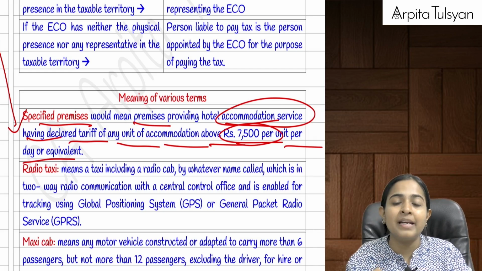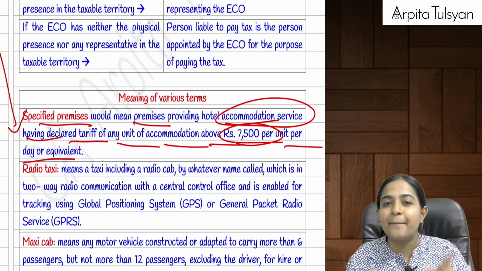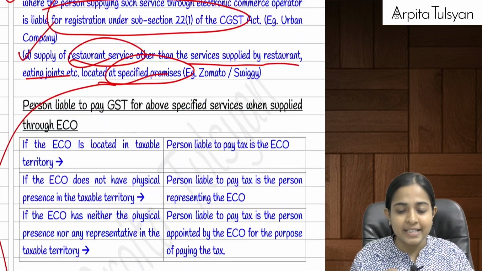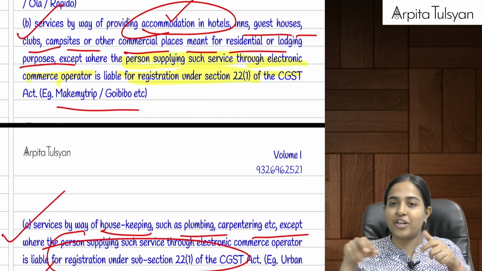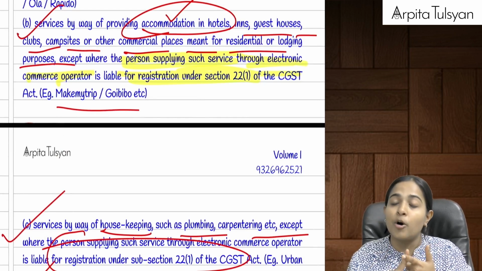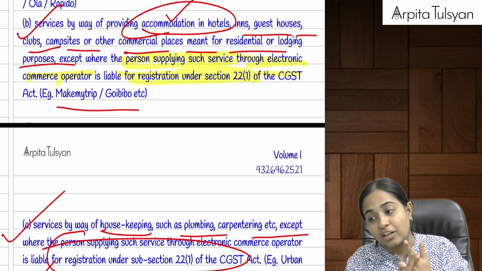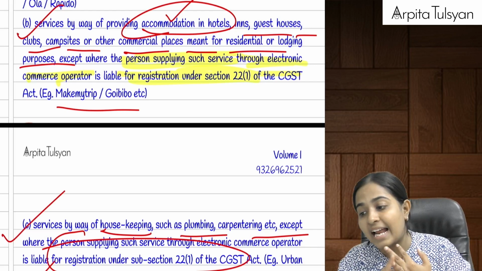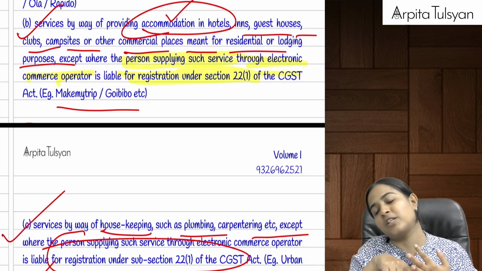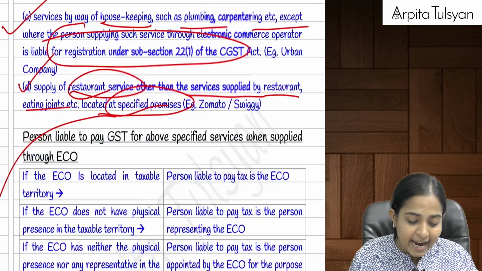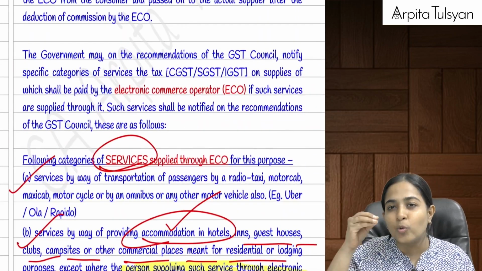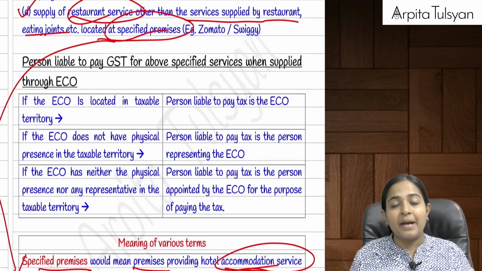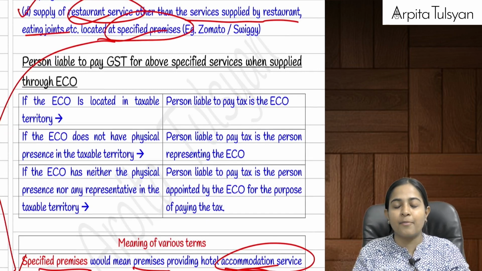In that case, what will happen? In that case, the responsibility to collect and pay the tax lies not on the e-commerce operator, but on that big person. Are you clear with this? Okay, 4 points, everyone, I am repeating here. First point was transportation of passengers, Ola, Uber. Second point was accommodation in hotels, Make My Trip, etc. Third point was housekeeping, carpentry services, beautician services, etc., Urban Company. And the last one was supply of restaurant services, except for the restaurants which are situated in the specified premises. Any services provided through ECO, these 4 services provided through ECO will be falling under section number 9(5). Ma'am, what is so special about these 4 pointers that we have studied?